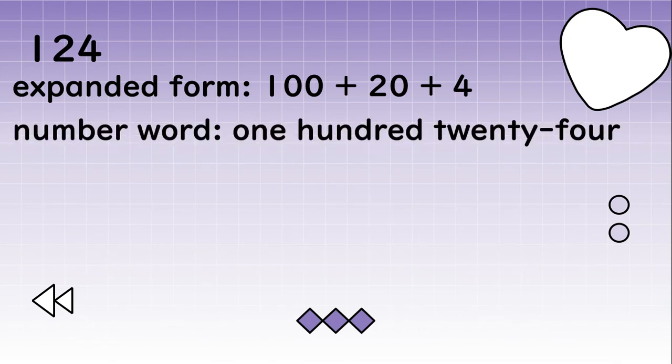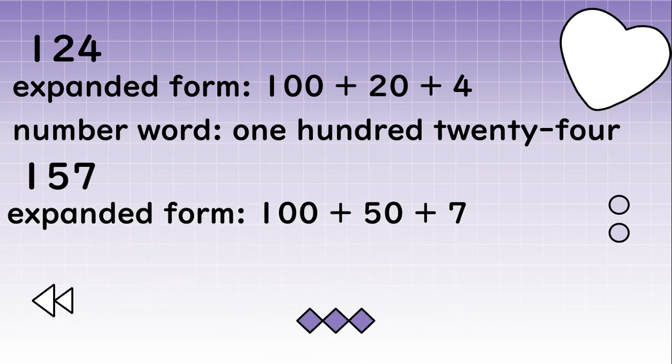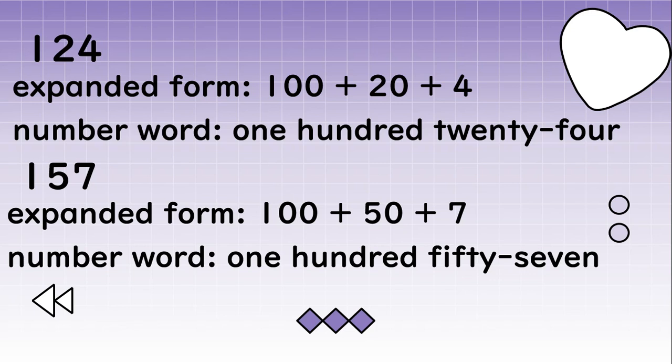And this will be the number word for that. It is spelled out. Next, we have 157. So the expanded form for this is 100 plus 50 plus 7. Again, 100 is in the hundreds place value, and then 5, that's 50 because it's in the tens place value, and then we copied 7, which is in the ones place value. And this is the number word for 157. So always remember, kids, when it comes to the tens and ones, so it's 57. Don't forget to put a dash.